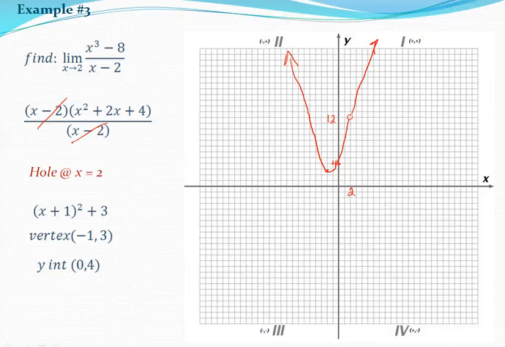Notice that my limit as I come towards 2 from the left and my limit as I come towards 2 from the right are both approaching that y value of 12. Therefore, the limit as x approaches 2 of (x cubed minus 8) over (x minus 2) is equal to 12, using graphical, numerical, and analytical methods.